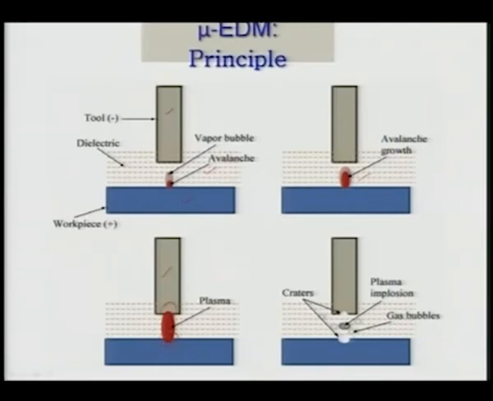Now those craters are shown over here in the last figure. There is a smaller crater at the cathode and a larger crater at the anode. This indicates that more material is removed from the workpiece and less material is removed from the tool. However, theoretically we want the removal of material from the tool to be 0, if not 0, as low as possible, so that degeneration of the shape of the tool does not take place.